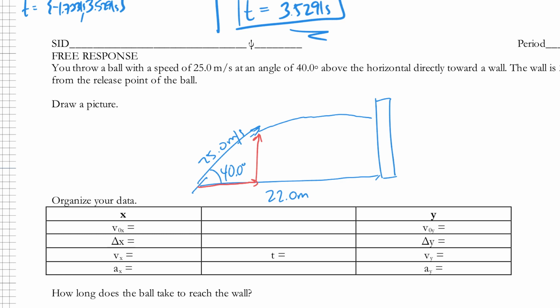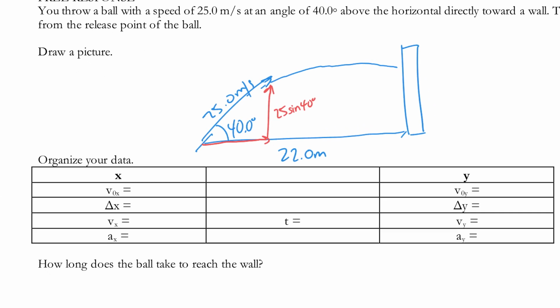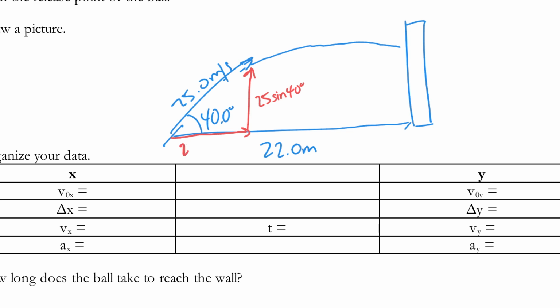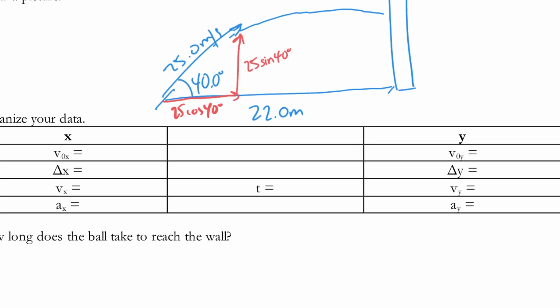okay, so we don't know if the ball is going to be on the way up or the way down, because if I remember correctly, I'm going to ask the students that particular question. So right here, we got 25 sine, because it's the opposite of 40. And on the horizontal, we've got 25 cosine of 40 degrees. Okay, so those are our initial velocities. Let's go ahead and fill those in.